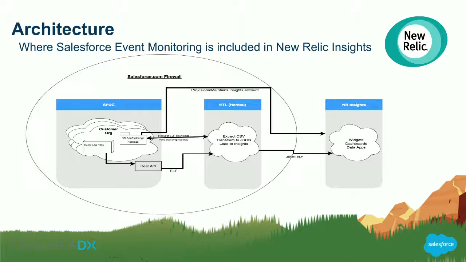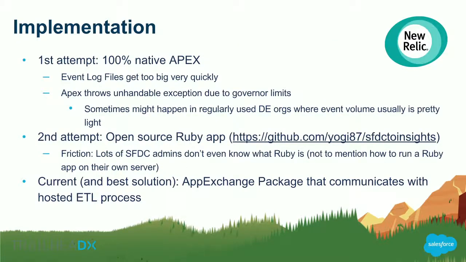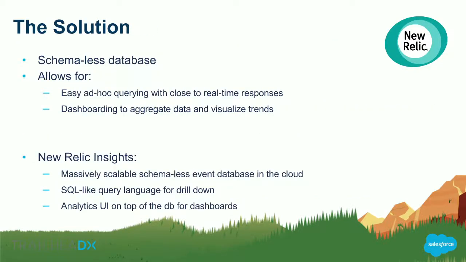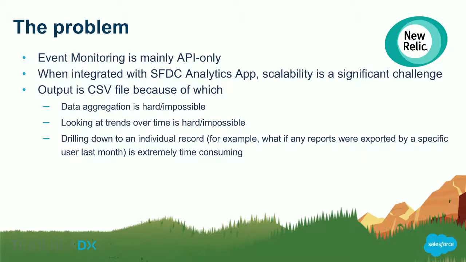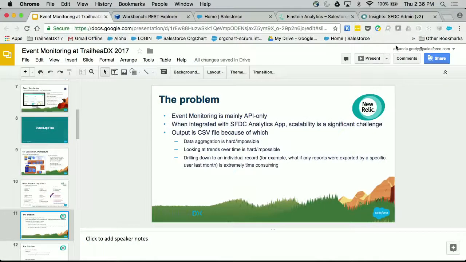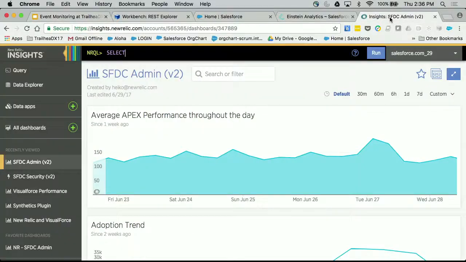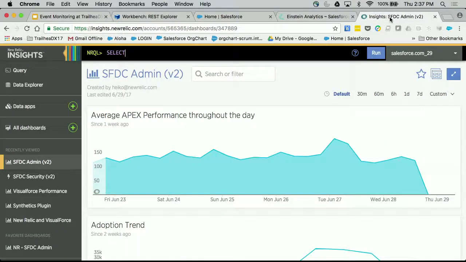The Java application is downloading the event log files, changes them up a little bit because Insights doesn't understand CSV. It only understands JSON. We add a little bit of information and then put that data into Insights. And whoops, I didn't know it would slide back through, but the solution then looks something like this.